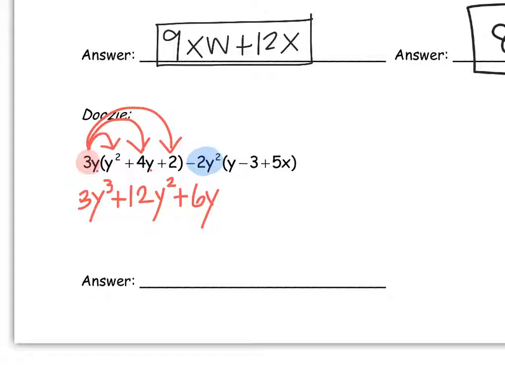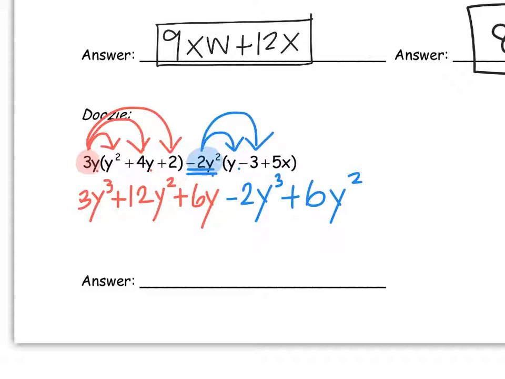Alright, now move on to this, and make sure that you're paying attention to the fact that this is a negative 2 as a coefficient. So I'm going to do negative 2y squared times y. I get the coefficient negative 2, y squared times y is y cubed. Now I do negative 2y squared times negative 3. Negative 2 times negative 3 is positive 6, and then I only have a y squared here. Lastly, negative 2y squared times 5x, I get a negative 10, negative 2 times 5, and y squared and x can't be combined, so I'm just going to write the x first and then y squared.